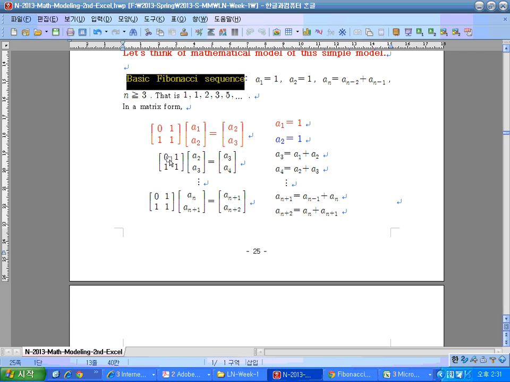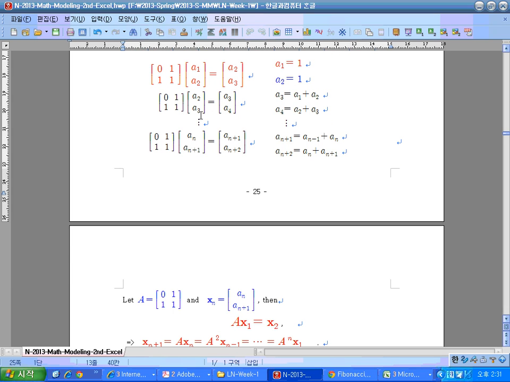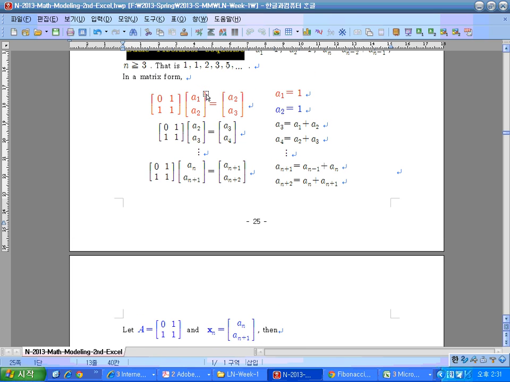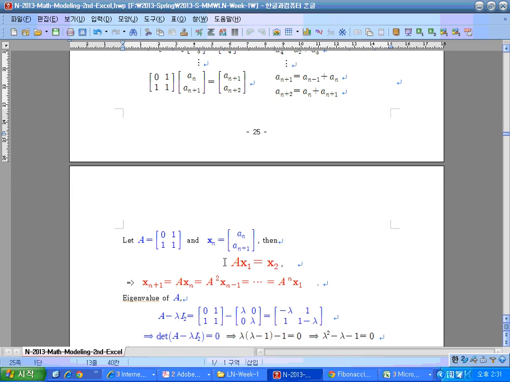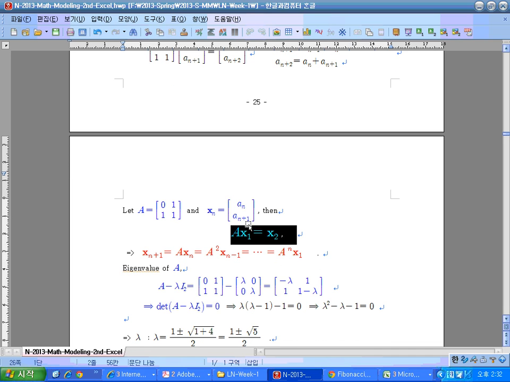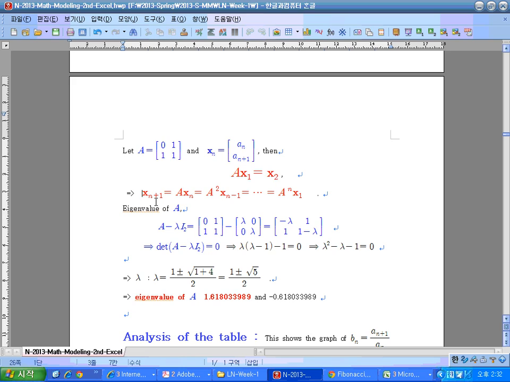If you multiply this matrix to this vector, A2, A3, then it goes to A3 and A4. As you see, this A4 is A2 plus A3, which is the addition of the previous two terms. It keeps going. So we can make this kind of mathematical model, like this. Multiply this 2 by 2 matrix on a vector, then it generates the second vector, which is related to the Fibonacci sequence.